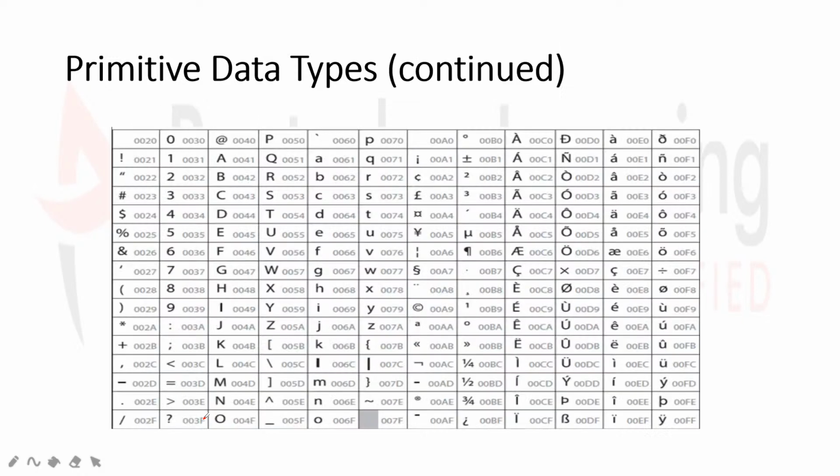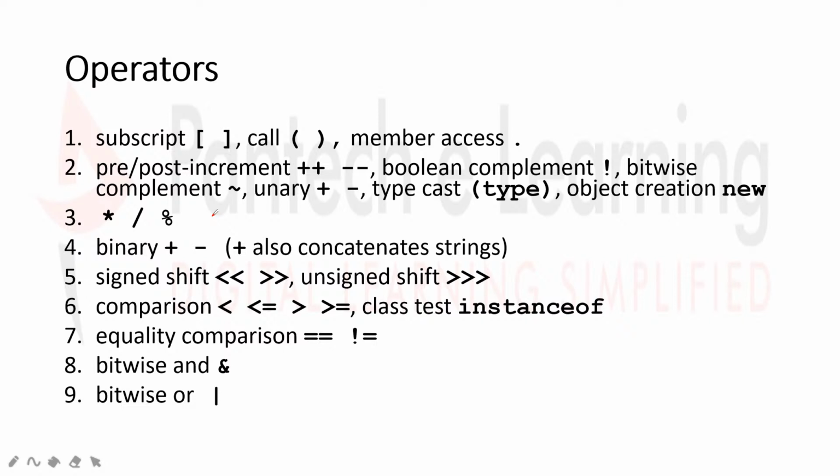If you take primitive types, each and every data item has some value. For example, 1 will be represented as a binary value like 0001, and 2 will be 0010. Like that we have primitive data type values. And then we have operators.